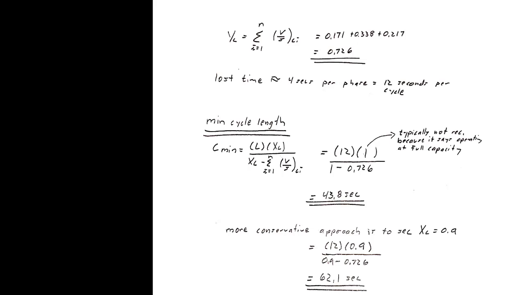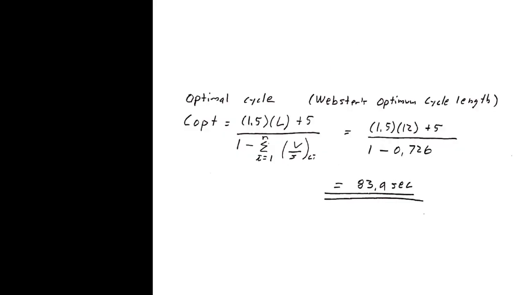At the top, when you're talking about lost time, it equals 4 seconds per phase, which is approximately 12 seconds per cycle. Down at the bottom, the more conservative approach, X_c is equal to 0.9. 12 times 0.9 divided by 0.9 minus 0.76 equals 62.1 seconds. That's a more conservative time. On the exam, they will give you X_c.